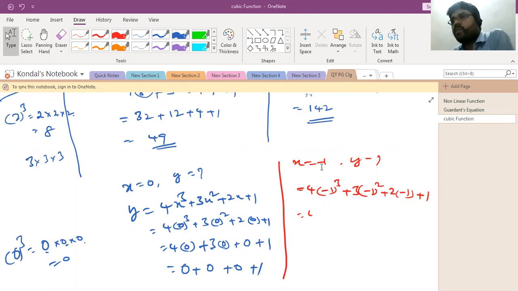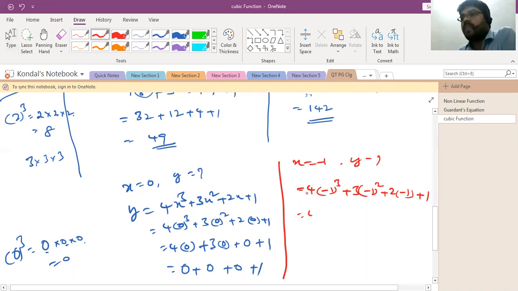That is, if x is equal to minus 1, how much is the y value? So here, y is equal to 4x cube plus 3x square plus 2x plus 1. When you substitute minus 1 in the equation, 4 into minus 1 whole cube plus 3 into minus 1 whole square plus 2 into minus 1 plus 1. So you can take 4 as it is.